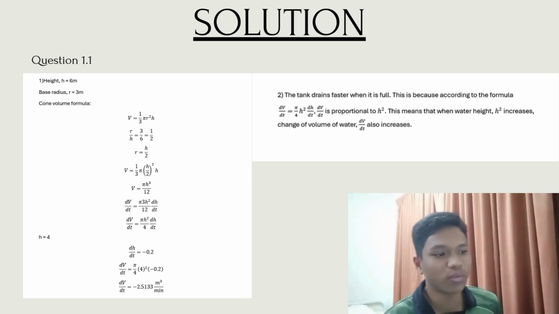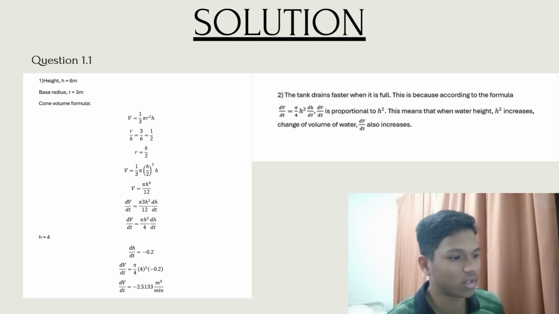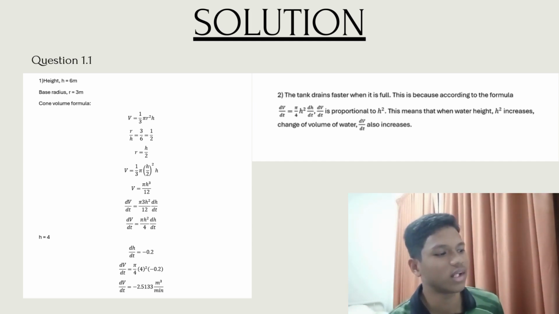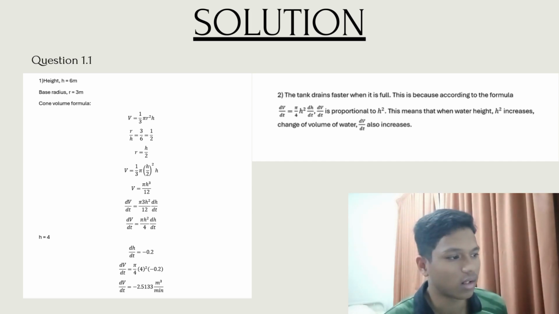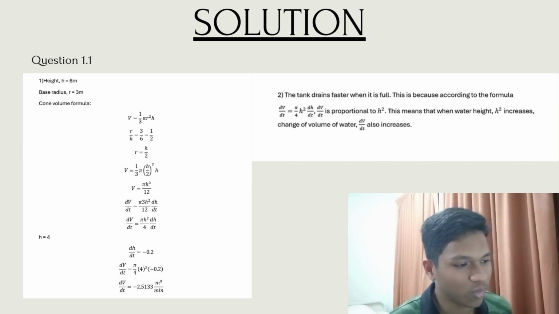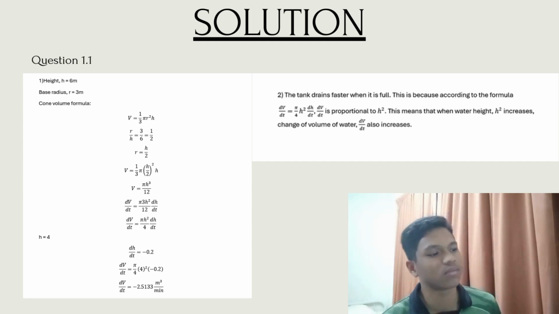into the formula, along with dh over dt, which is already given in the question, when they say that we have to calculate the rate at which the volume of water is decreasing when the water depth is 4 meters. In the question above, we see that when the water depth is 4 meters, dh/dt is 0.2. So we take that from the question and insert it into the formula, and we get the final answer, which is negative 2.5133 meters cubed per minute.